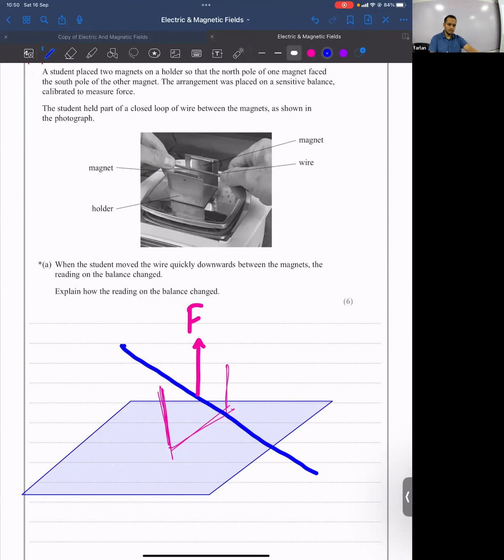Right. I repeat, guys, listen. The wire is moved downwards, so it will cut the magnetic field lines. So there will be an EMF induced. The EMF induced will be in such a way as to oppose the change causing it. So there will be a force on the wire upwards by the magnetic field. So by the wire, there will be a force on the magnet downwards. That means the magnet is getting pressed downwards, which means the top pan balance reading will increase. Understood?